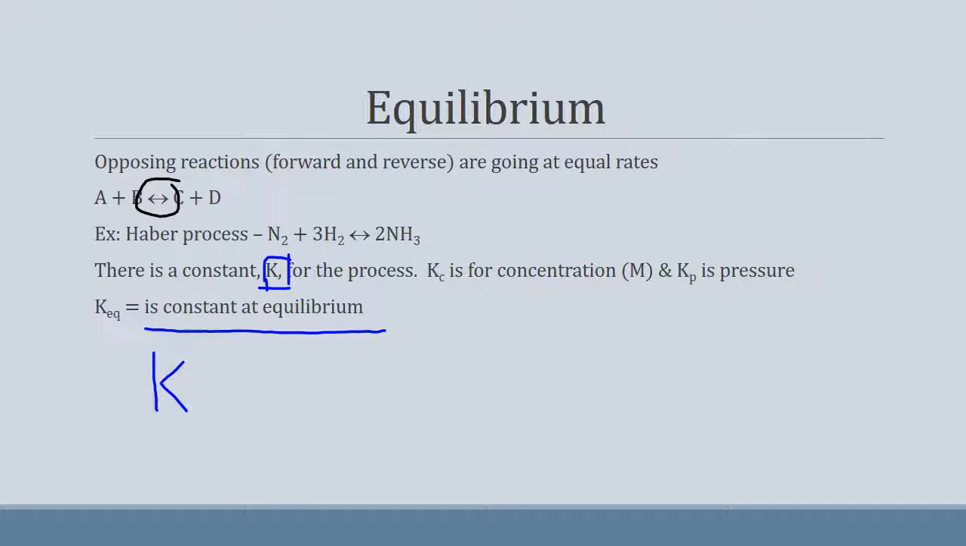You can have a subscript of c whenever we're dealing with concentration, which would be in molarity, and you can have a p whenever you're dealing with pressure, and that usually is atm or kPa. K with the subscript of eq, as it's shown here, is just saying it's an equilibrium constant.